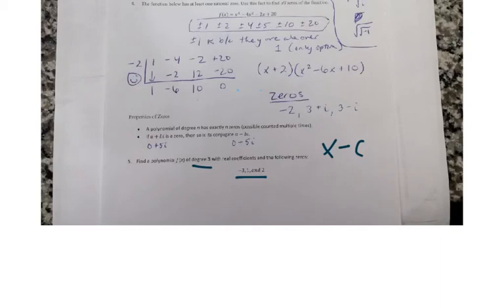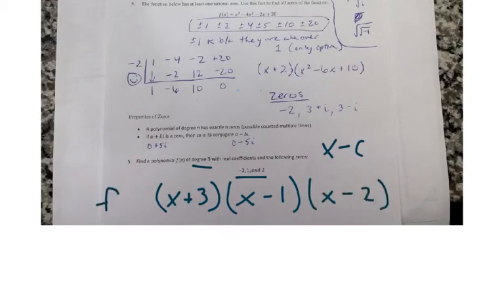So our factors are going to be x minus -3, which is the same thing as having x plus 3, x minus 1, and x minus 2 equals. There we go. So this polynomial represents exactly what they're saying there.